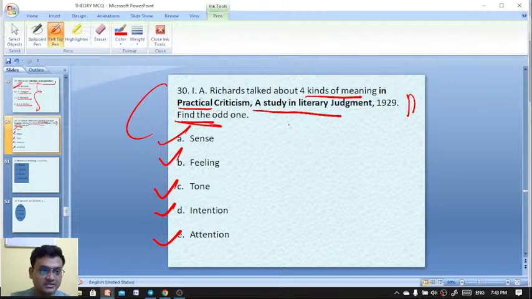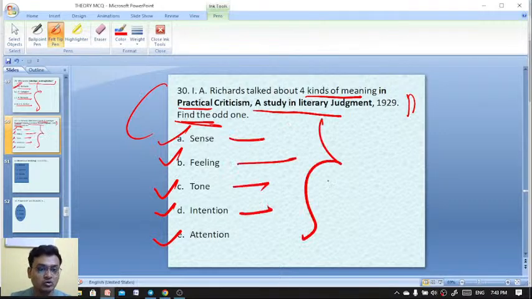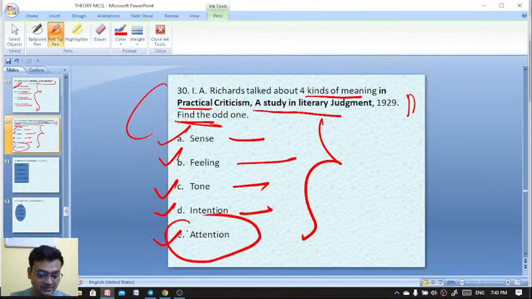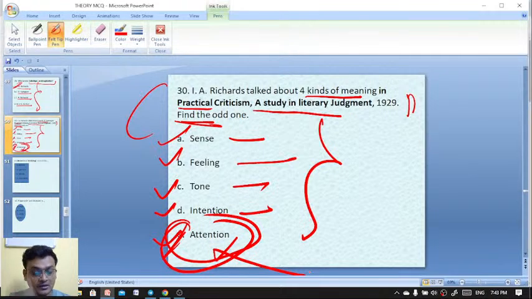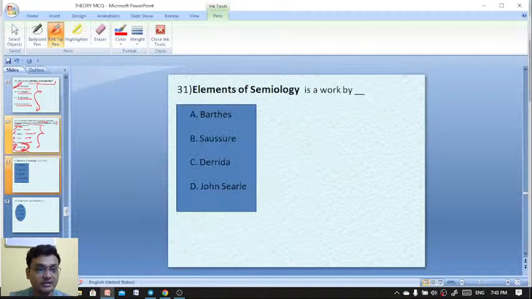Exactly, we have done it now in sense, feeling, tone, intention. These are four kinds of meaning, but he had not added "exactly". E is not the right option. Attention was not there, okay? Two kinds of meaning and four kinds of meaning.